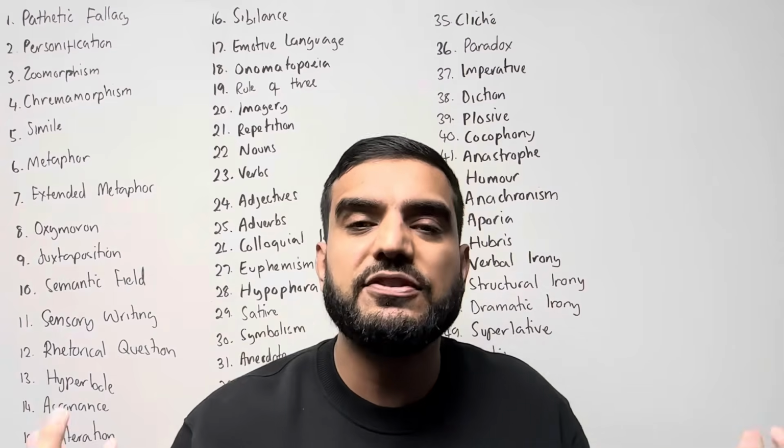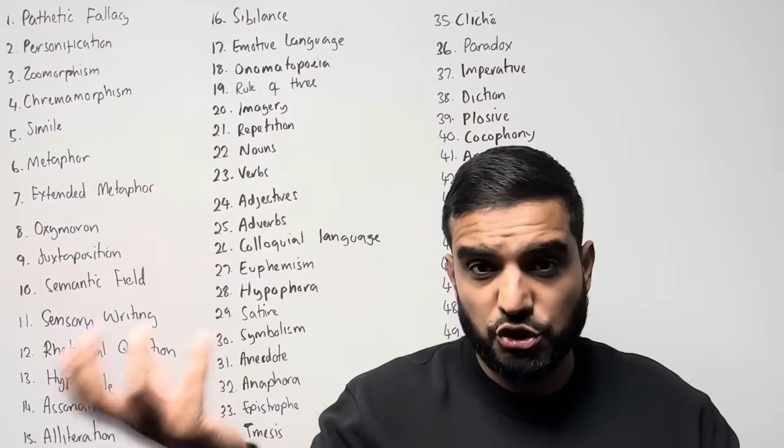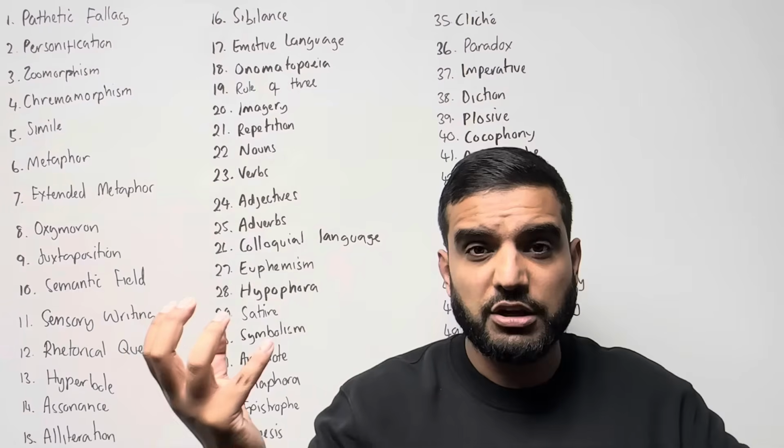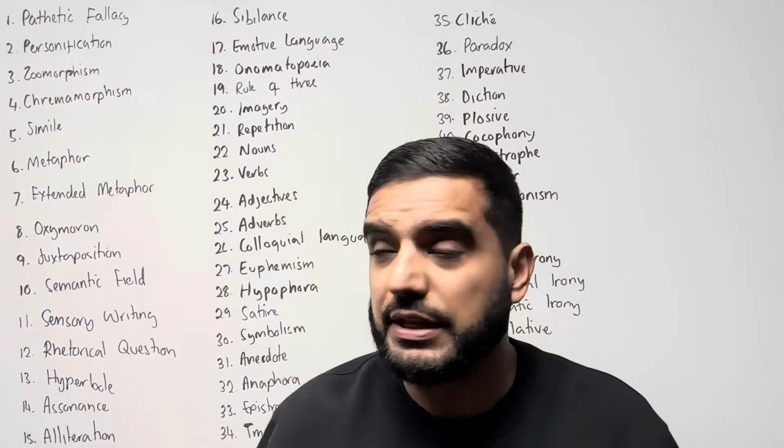What's the most famous simile in the world? John ran like a cheetah. You're comparing John to a cheetah. Noun, noun, and then you put like or as in between.